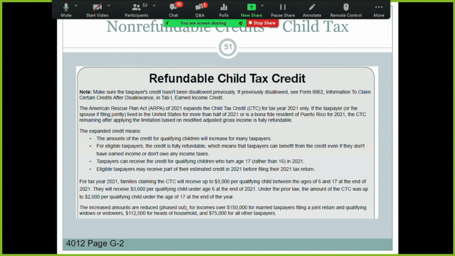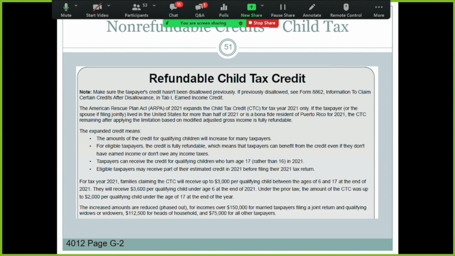The next credit that we would like to talk about is the child tax credit. And this is different from the child and dependent credit. And this is another one where there have been some changes. And we really don't know how it's going to impact what it's going to look like on the tax return. The refundable child tax credit, and there is a note, make sure the taxpayer's credit hasn't been disallowed.